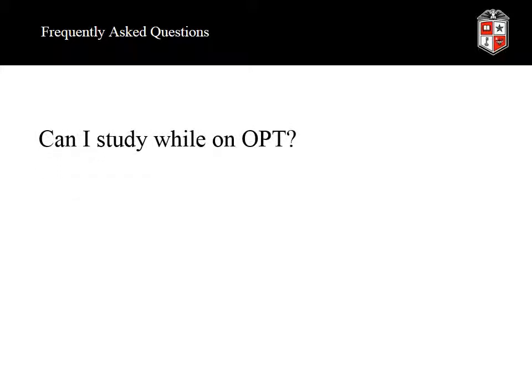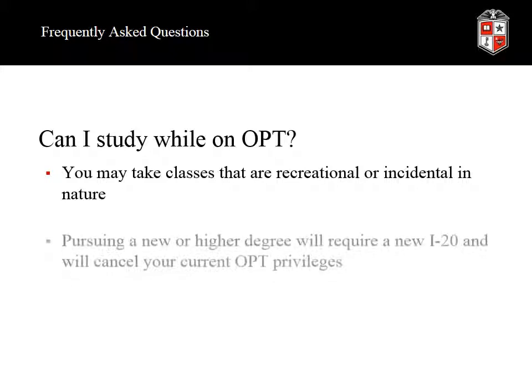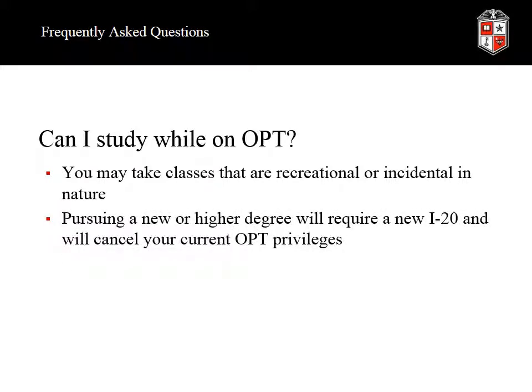Another question, can I study while on OPT? Yes, you can take classes that are incidental to the OPT. They can be recreational or incidental in nature. You can take one academic class, for example, also. But if you are going to pursue a new degree, you are required to have a new I-20. And when that I-20 is issued for that new program, your OPT will be canceled.